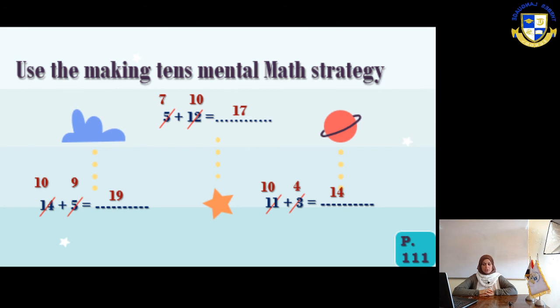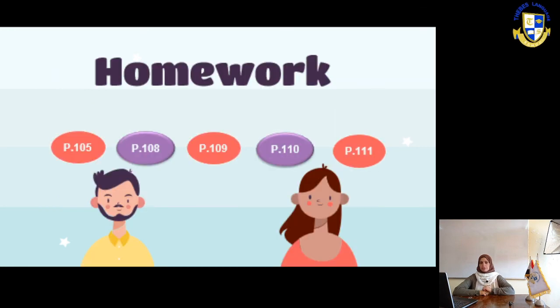Example 14 plus 5. Take 10 from the 14 and leave the 4. 10 plus 9 will be 19. 11 plus 3. Take 10 from the 11 and leave the 1. 10 plus 4 will be 14. After 10, 11, 12, 13, 14.